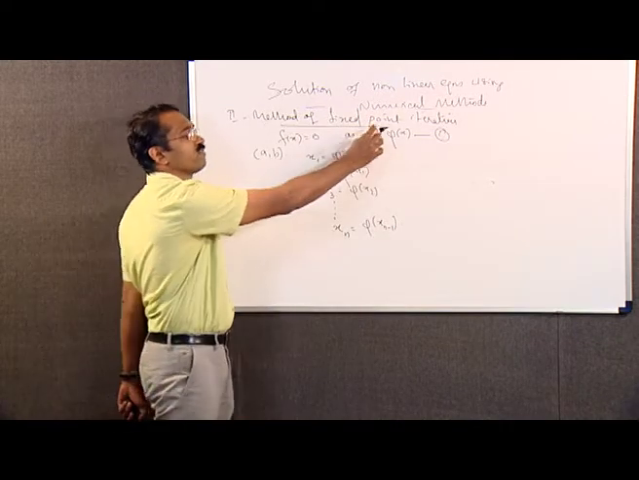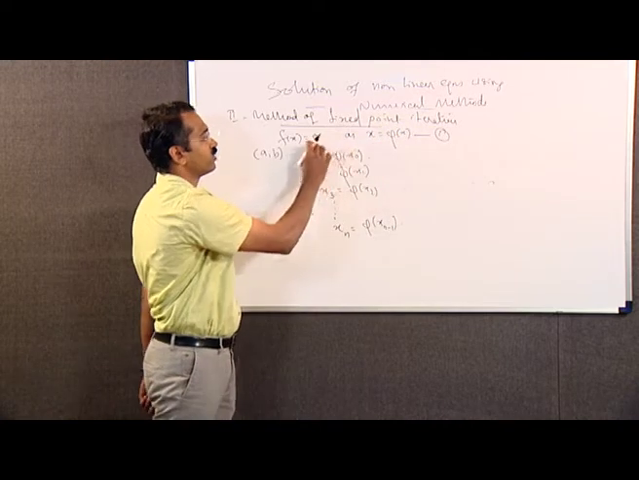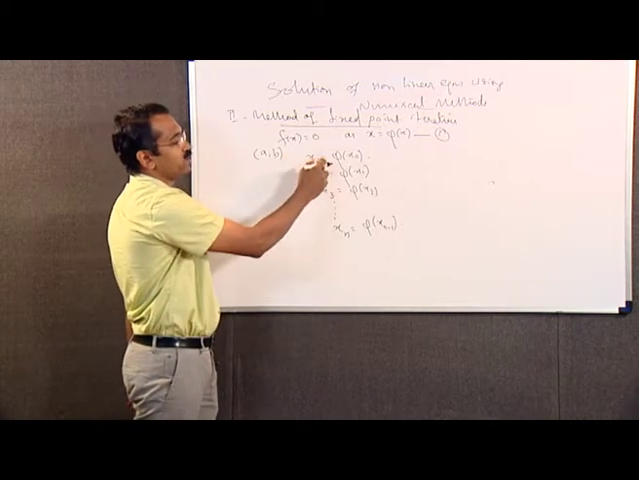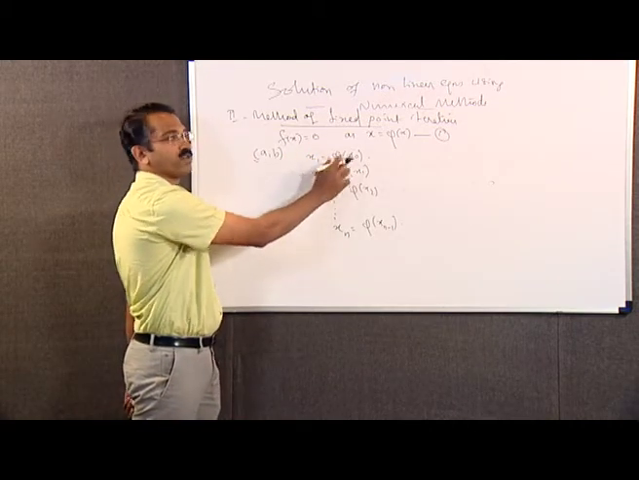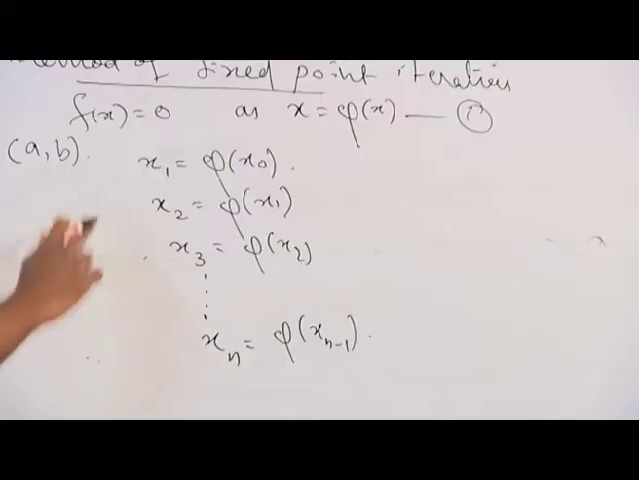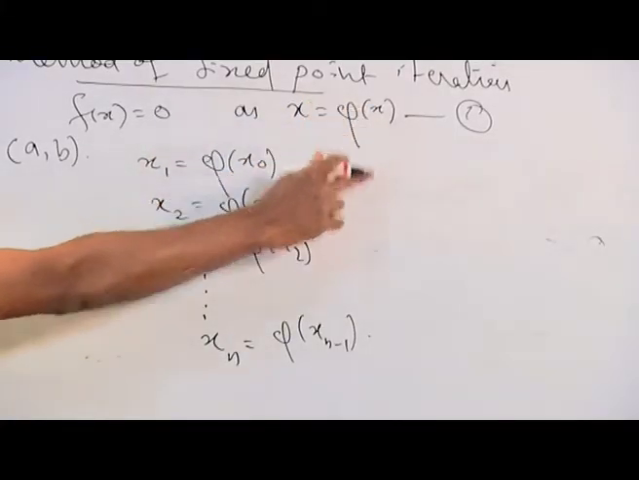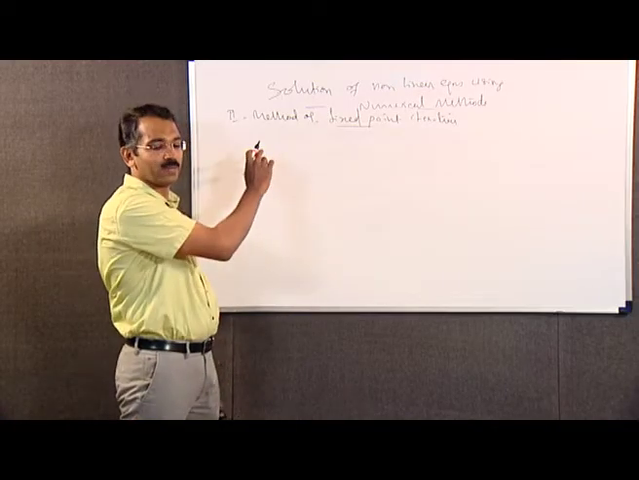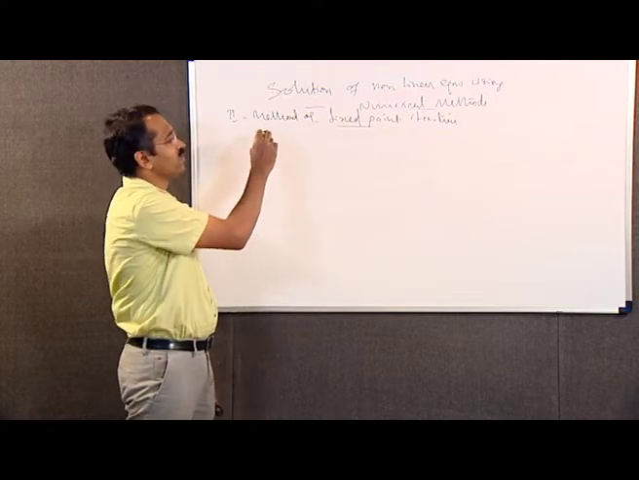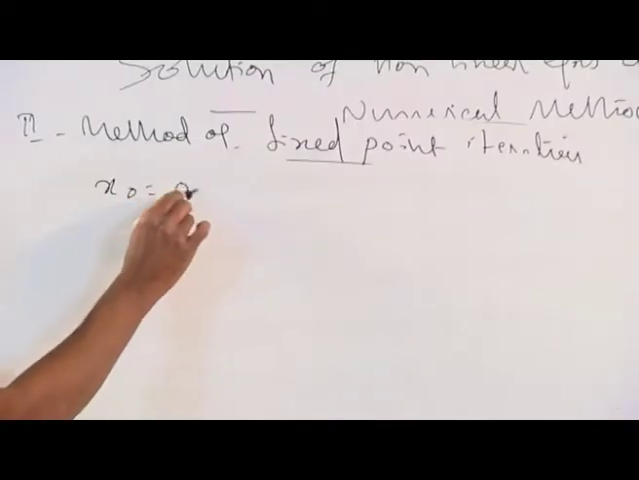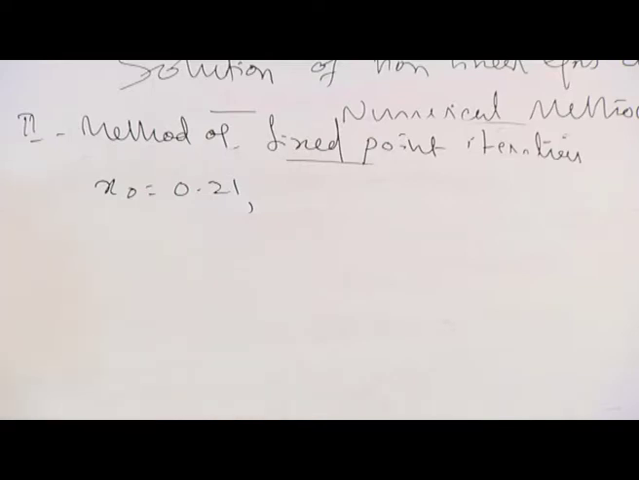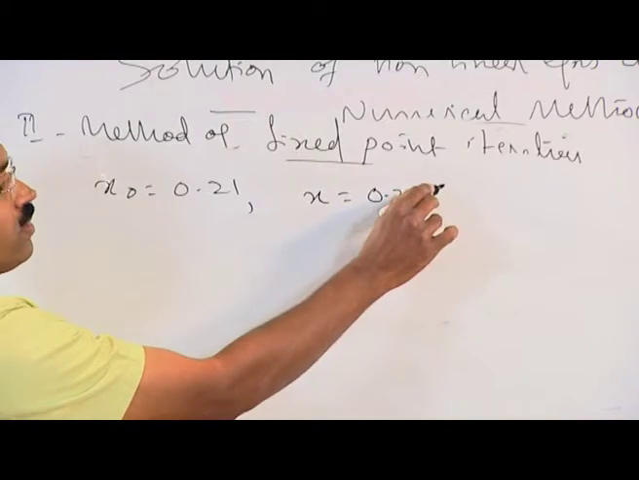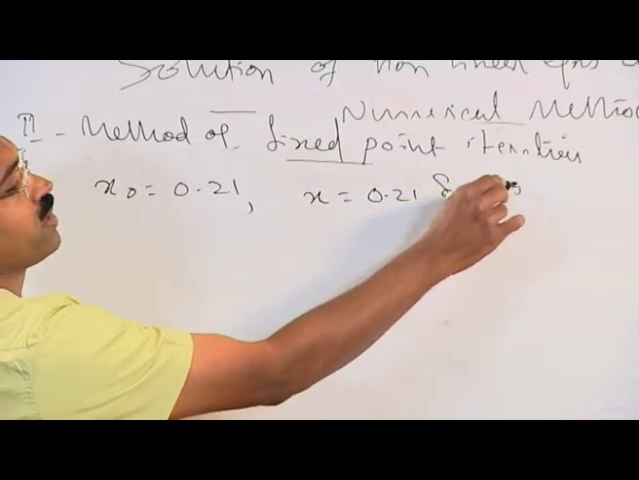We just put an approximate value of the root in the right hand side of this equation. We will get the better approximation as x 1 equal to phi of x naught. Then we put this x 1 in the right hand side of this equation and continue in this manner. Now we have to work out a problem. The problem is, starting with x naught equal to 0.21, solve the equation x equal to 0.21 sin 0.5 plus x.